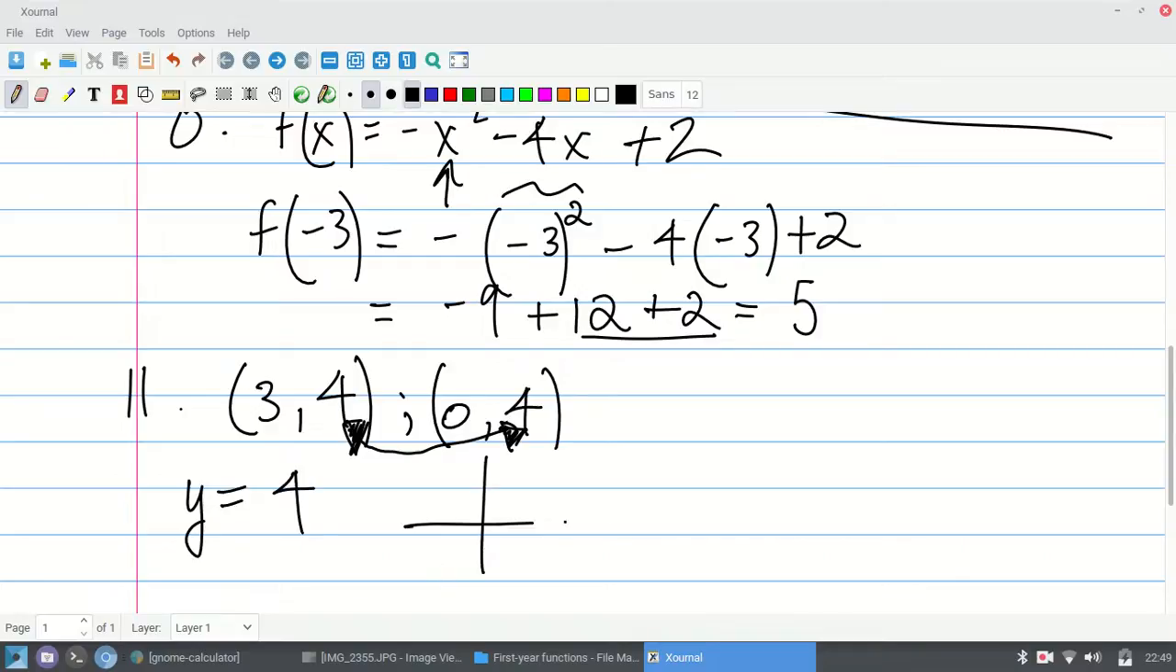So if it's a horizontal line, that's the only way 2 points with the same y value can lie on the same line. It's got to be y equals a constant. So y has to be 4. With that in mind, look at B.